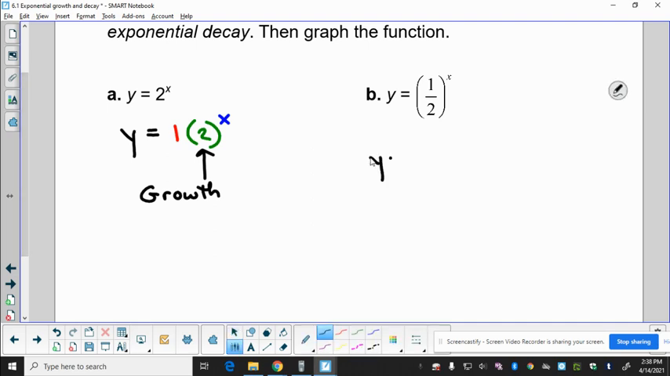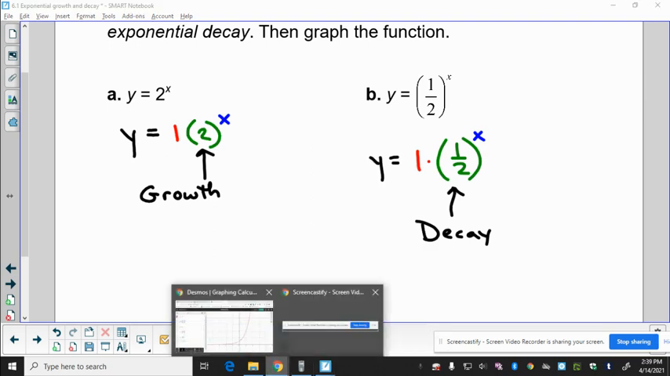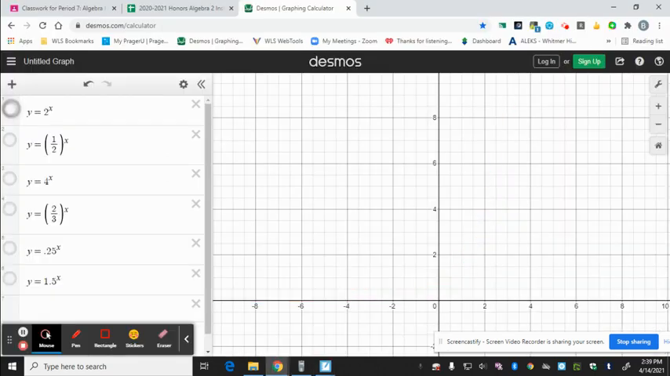Well, if I rewrite this, I'll do this for a couple more. There's an understood 1 here. Growth rate is 1/2. Then you have x. So let's take a look at that 1/2. That's between 0 and 1. This is decay. And if we take a look at that on Desmos, I've got it programmed in here. Look at that. And you can see how it's going downhill from left to right. Let's go to the next one.